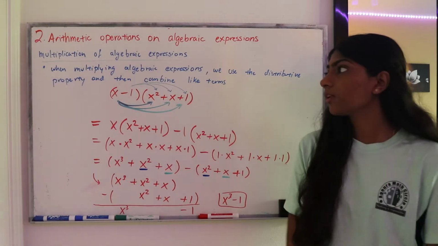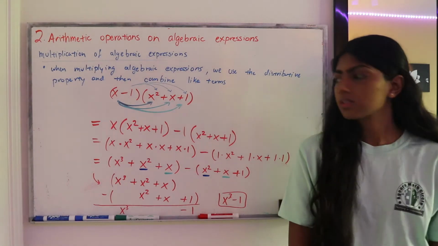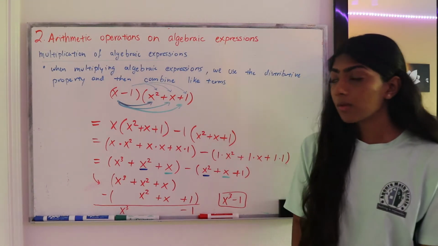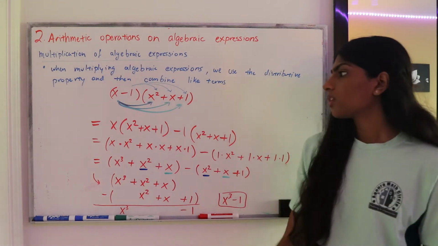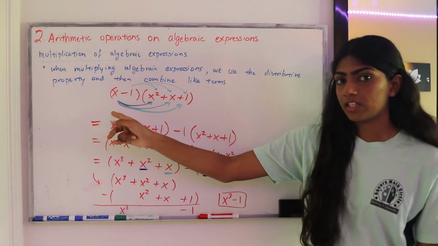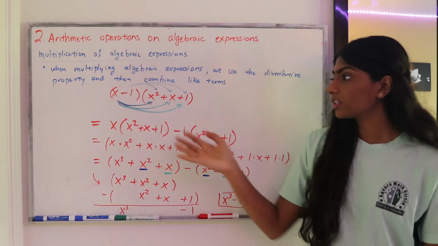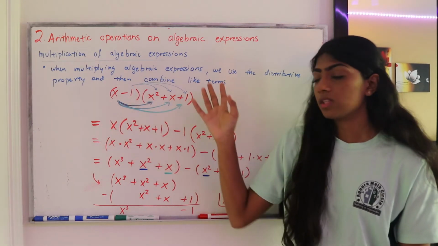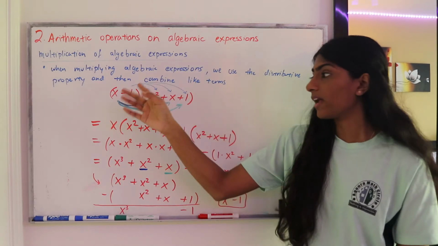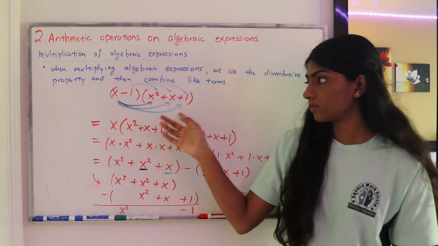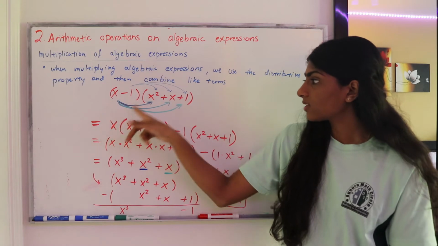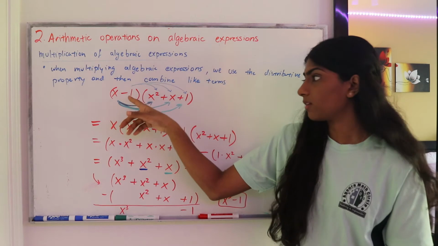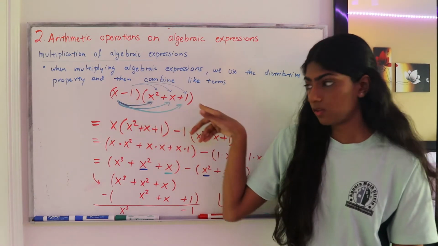So now let's move on to multiplication of algebraic expressions. So when multiplying algebraic expressions, we use the distributive property and then combine like terms. So for example, we want to multiply this algebraic expression with this one. So what we want to do is multiply every term from the first algebraic expression to the second algebraic expression, and multiply every single term from that one to every single term on this one. So for example, we want to multiply this x to the x squared, to the x, and to the 1, and we want to multiply this negative 1 to the x squared, to the x, and to the 1.